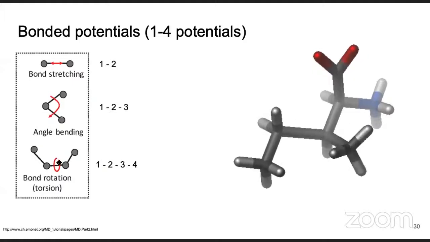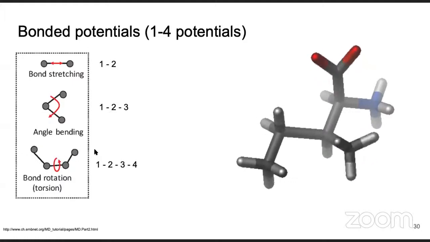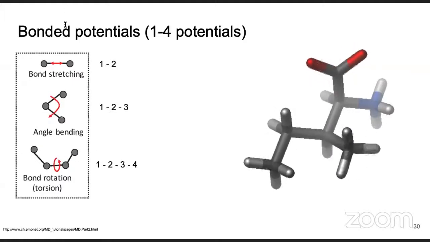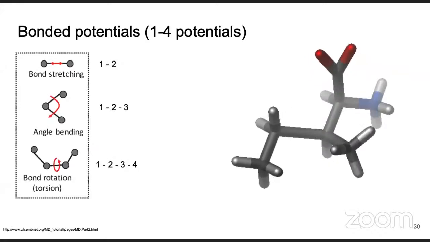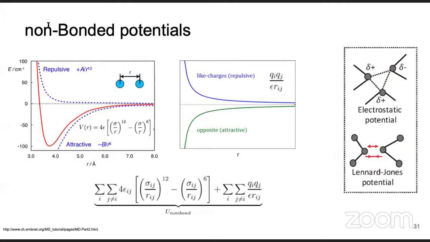Now, if you talk about 1-5, 1-5 are not linked using bonded potentials. Anything that is more than 3 atoms away from a particular atom falls under the non-bonded potentials. So non-bonded potentials are where you have gone further out.